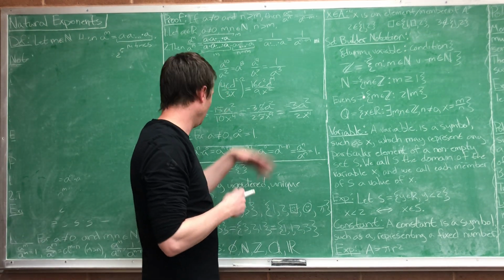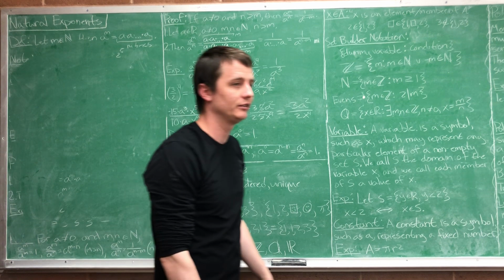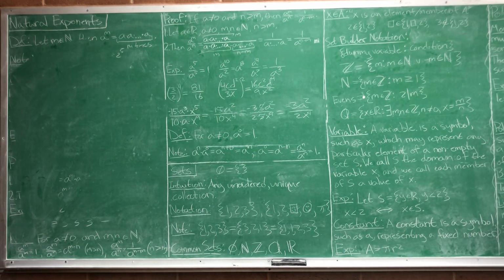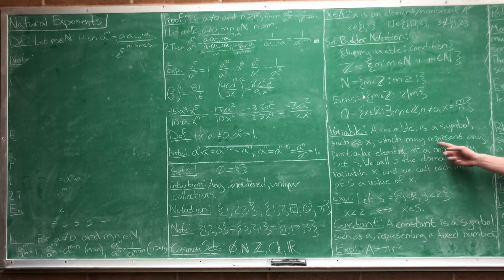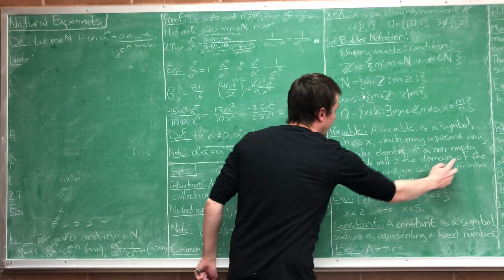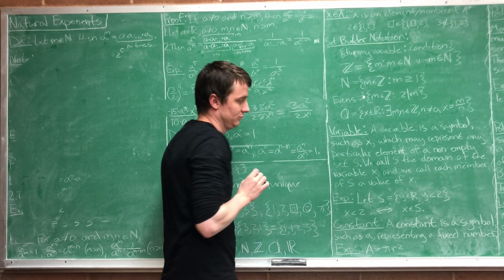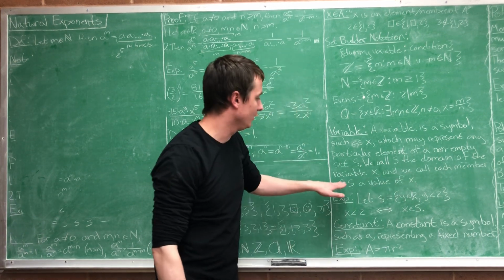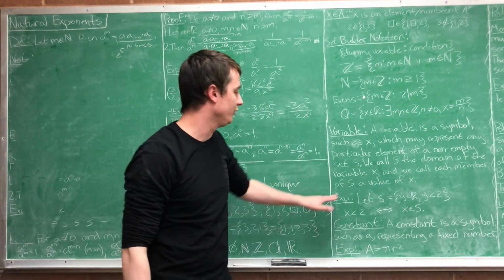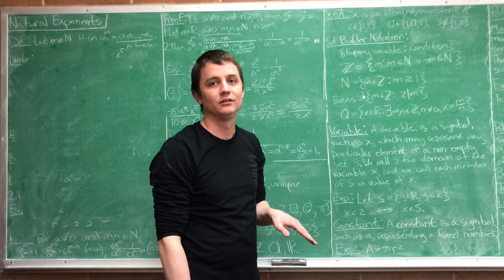Now, a variable. Again, we've been using variables left and right. Let's nail down exactly what a variable is now. Definitions can sound a bit weird, but your intuition for a variable is most likely already right. A variable is a symbol, such as x, which may represent any particular element of a non-empty set S. We call S the domain of the variable x, and we call each member of S a value of x.